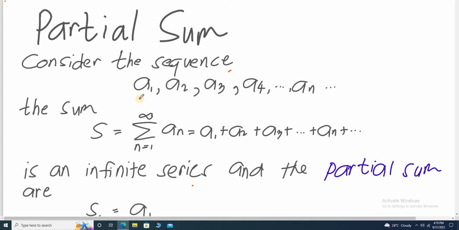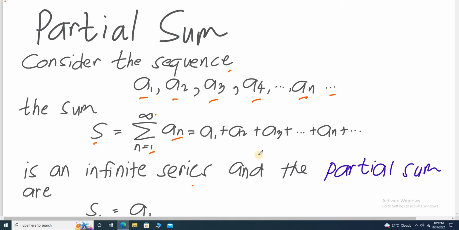Consider the sequence a sub 1, a sub 2, a sub 3, a sub 4, up to a sub n and so on to infinity. Then the sum S is equal to the summation of a sub n as n starts from 1 to infinity, which is equal to the sum of all the terms. So we have a sub 1 plus a sub 2 plus a sub 3 up to a sub n and so on into infinity. So that's the infinite series.